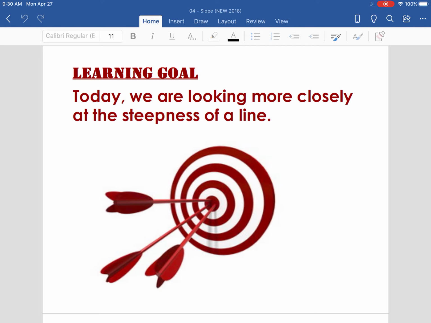Okay, today's learning goal. We are looking more closely at the steepness of a line. And in fact, we're going to come up with some different words for steepness of a line. And the words are all going to seem very familiar. And I need to tell you, this is one of the most important concepts in grade 9 math, what we're talking about, the steepness here.